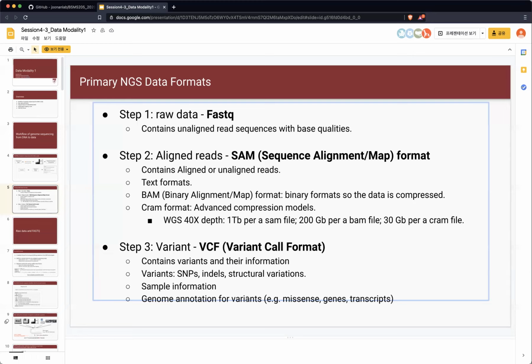We are living in the era of NGS technology, and this technology is not really exceptional anymore. This is the daily data set. So the starting point for learning about NGS technology is knowing the data format, right?